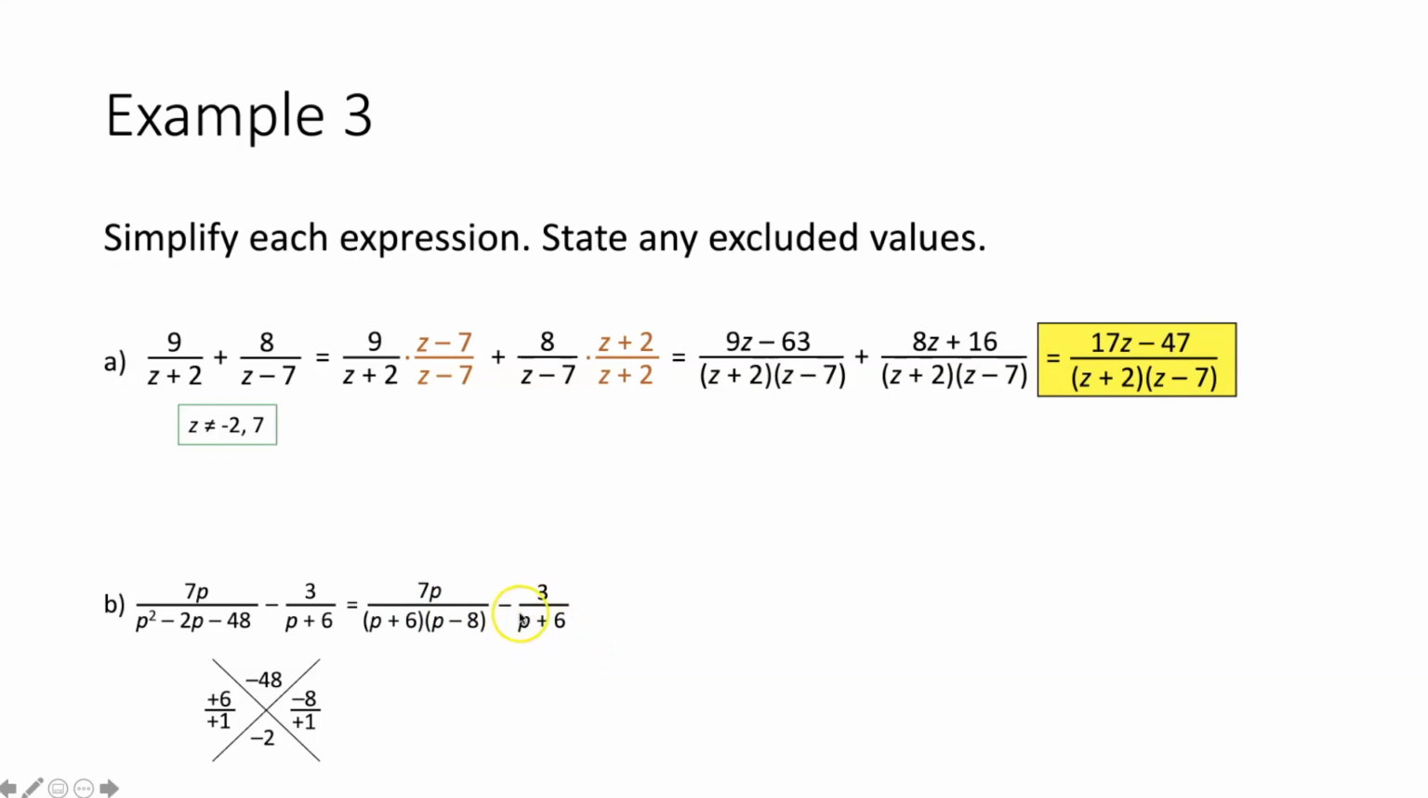What about over here? I set this equal to 0, solve for p. I get p cannot equal negative 6, just like over here. So we don't have to write it twice. We can just write it once. P cannot equal negative 6, and p cannot equal 8.